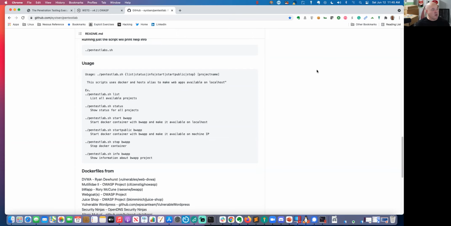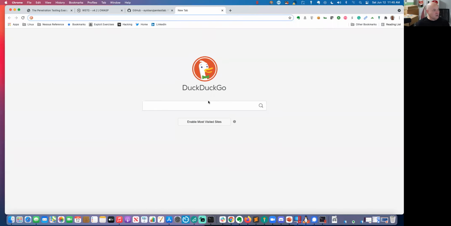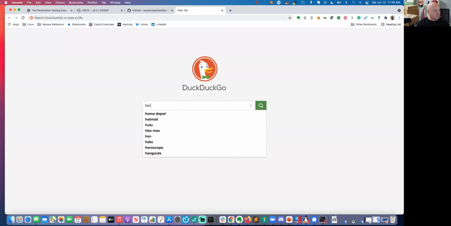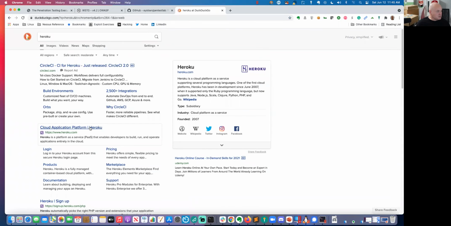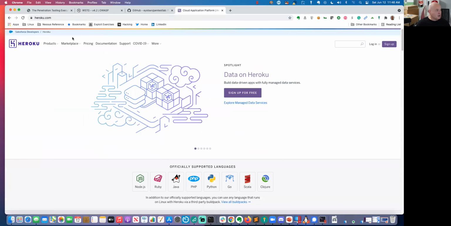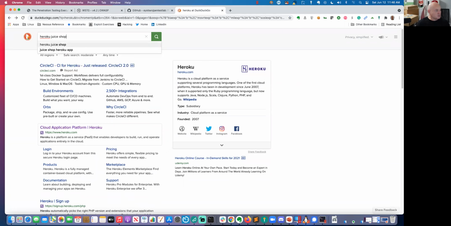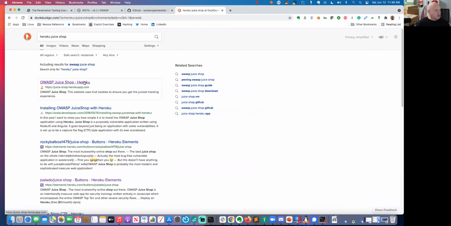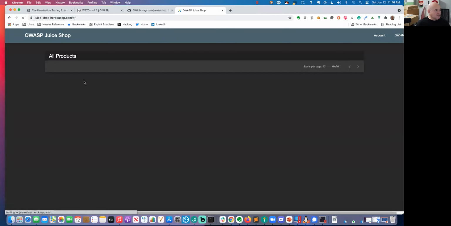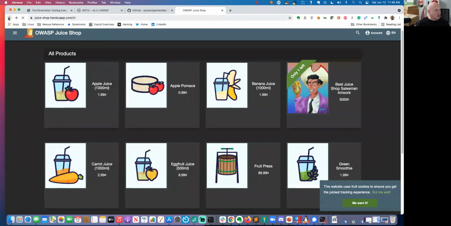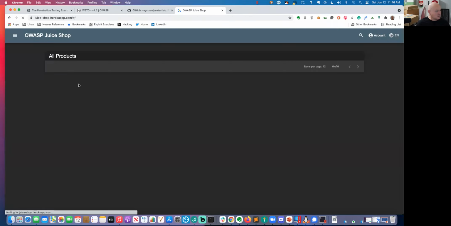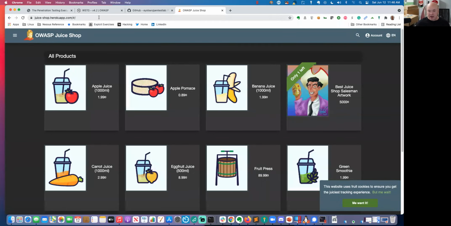Another thing you can do, which I really love doing when setting up a lab, is to use external and cloud-based resources. For instance, Heroku is Salesforce's cloud, so you can install Juice Shop on Heroku, and it's actually hosted online. There should be a lab on there. So here's an instance that you can access, but you can also install your own. You can go online and use that if you want to.